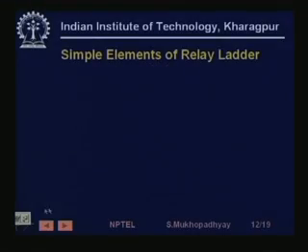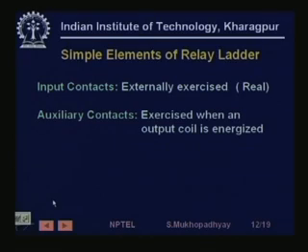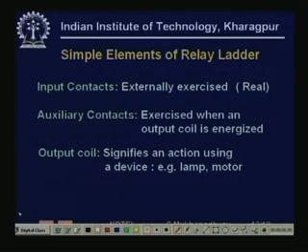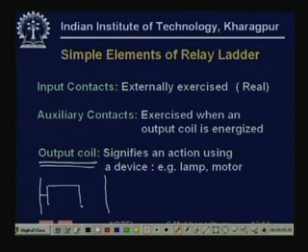So the simple elements of a relay ladder. There are various kinds of elements. Today we'll look at three kinds of elements. Namely, as we have already seen, there is an output coil at the end, and we have also seen that it is like two rails, then some logic, and then finally an output coil.